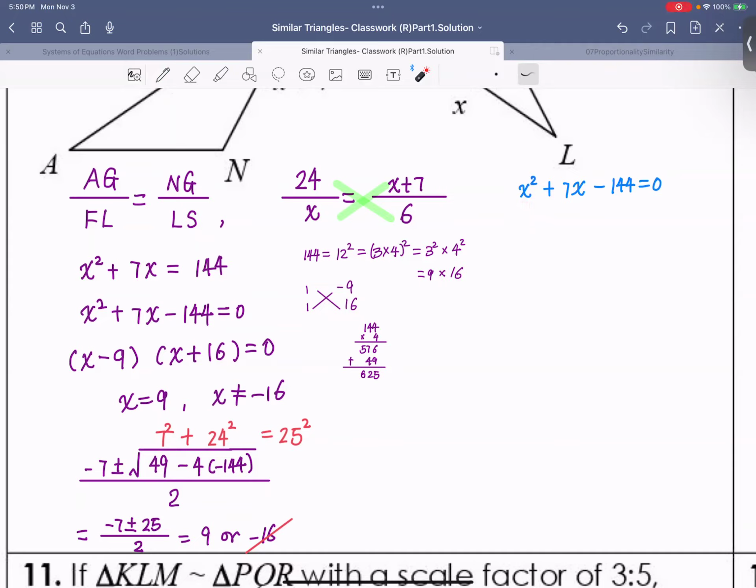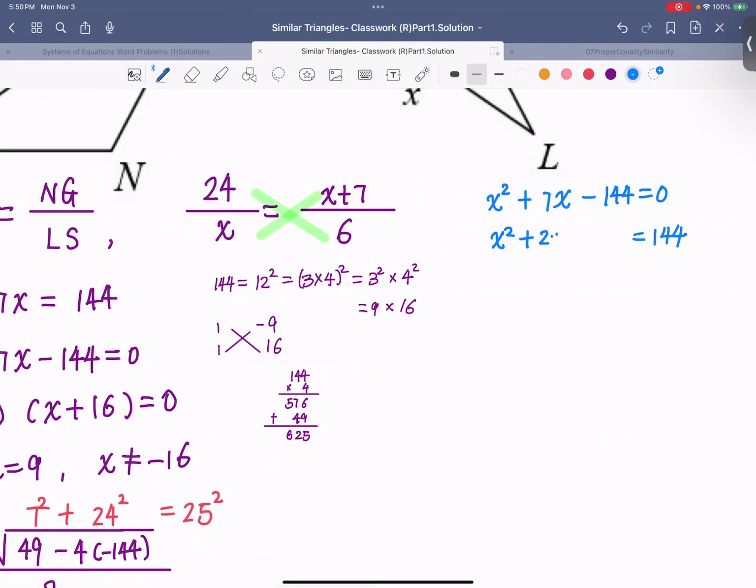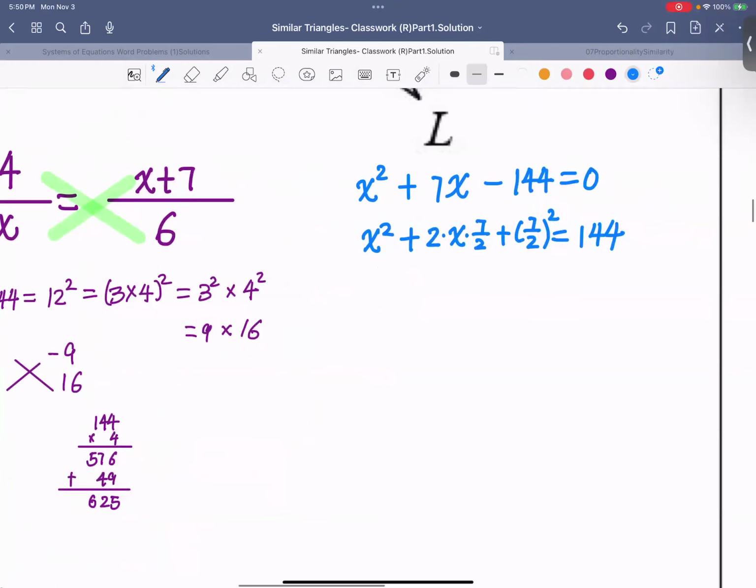Let's try here, Melissa. We want to make something like that. That's called completing the square. Go ahead. You put 144 to the other side. Yes. And then on the left, you divide 7 by 2. And then you square. Yes. You do 2 times x times 7 over 2. And then you plus 7 over 2 squared, right? Yeah. And look, that guy is this guy. Move to the right. That's the same. That's the same. So you should plus who?